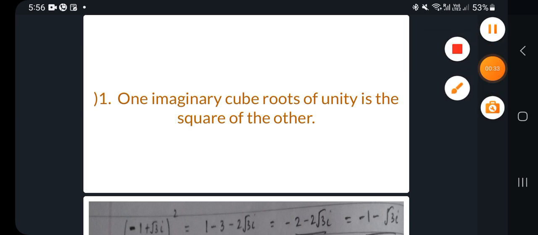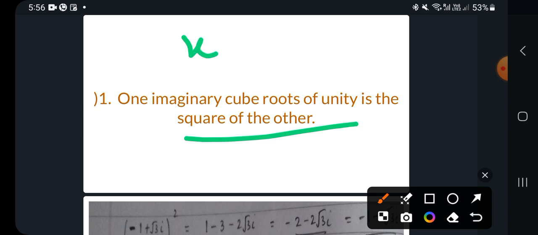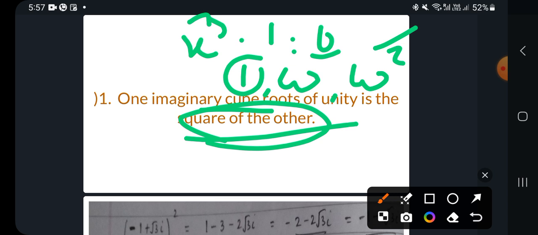Okay, so what are its properties? First property is: one imaginary cube root of unity is the square of the other. For example, if I'm taking an equation x cube minus 1 is equal to 0, then it will have 3 roots because its power is 3. They are denoted by 1, omega and omega square. So this one is real and these two others are complex. So here one imaginary cube root is the square of the other.